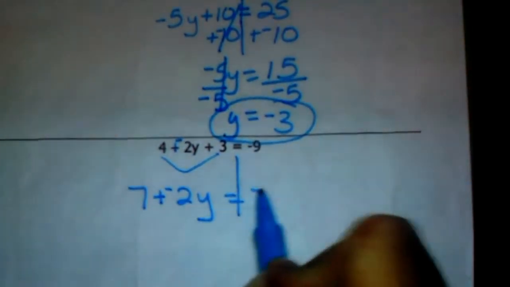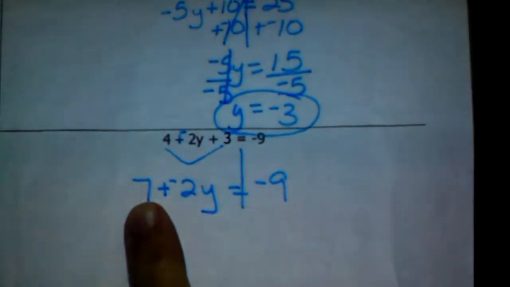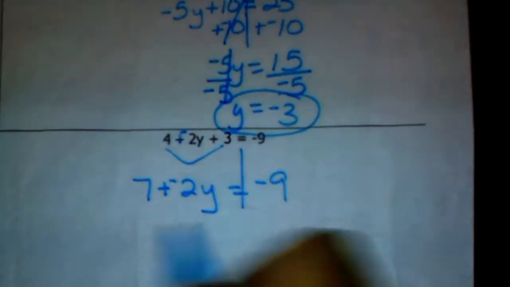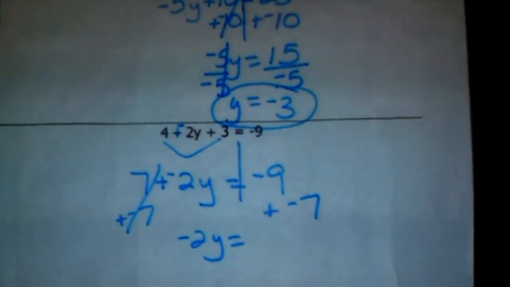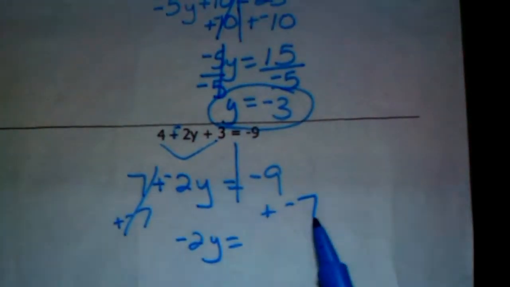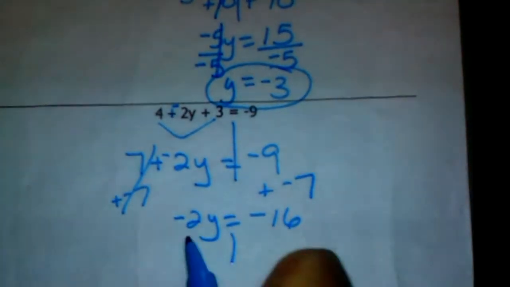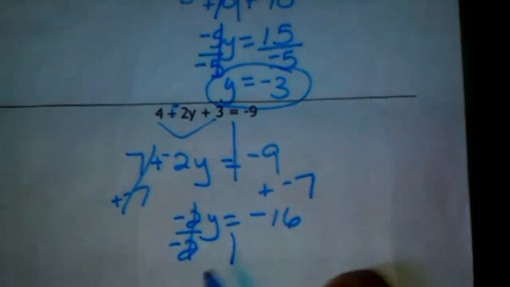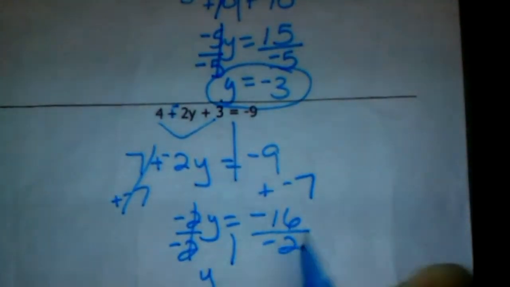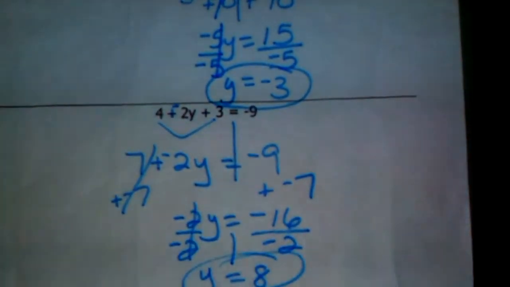Equals -9. Alright, we are going to get rid of the constant term first. We're going to get rid of the 7 by adding a -7. Those go away. I'm left with -2y. I have to add a -7 on this side. Those two combined make a -16. Alright, one more step. Divide by -2 to turn that into a 1y, or just plain old y. Divide by -2 over here. That gives me positive 8. Go back and check it.